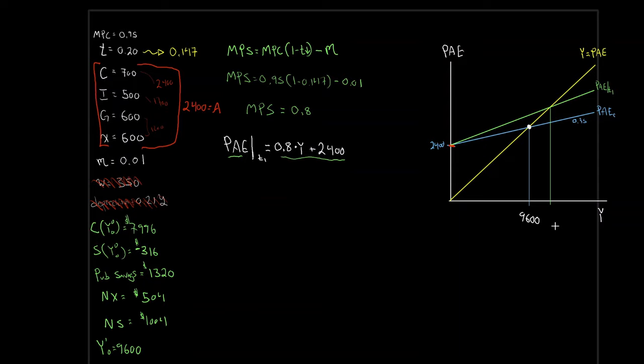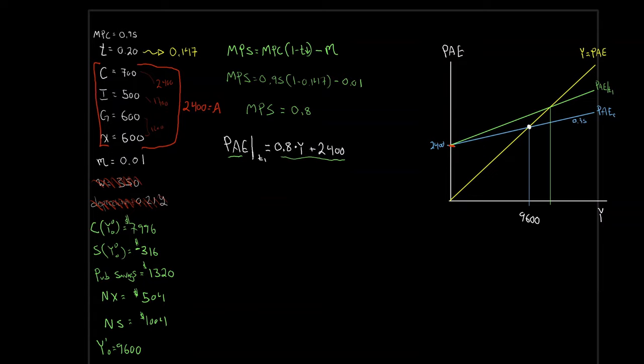And here's the big thing. This is where the graph helps us. We can take a look at this and say, oh look, a cut in taxes. I should expect an increase in output. I should expect my output to be bigger than 9,600. I don't know the value yet. I need to solve for that, but I should expect an increase in output. If I go through my math and I get some value smaller than 9,600, well, that's a red flag. I should be concerned. I've probably made a mistake.